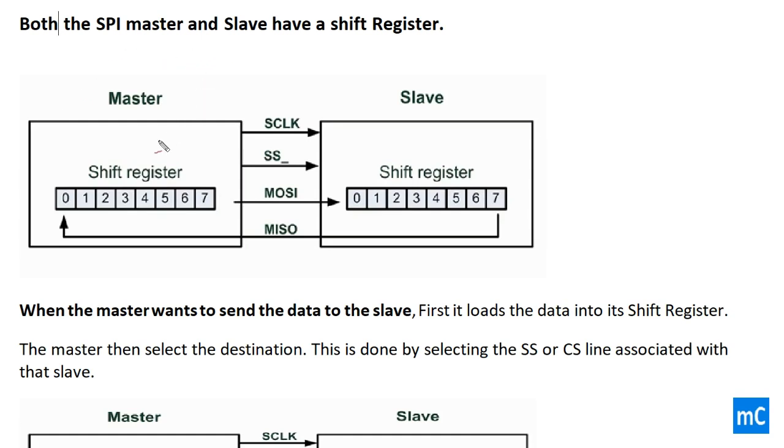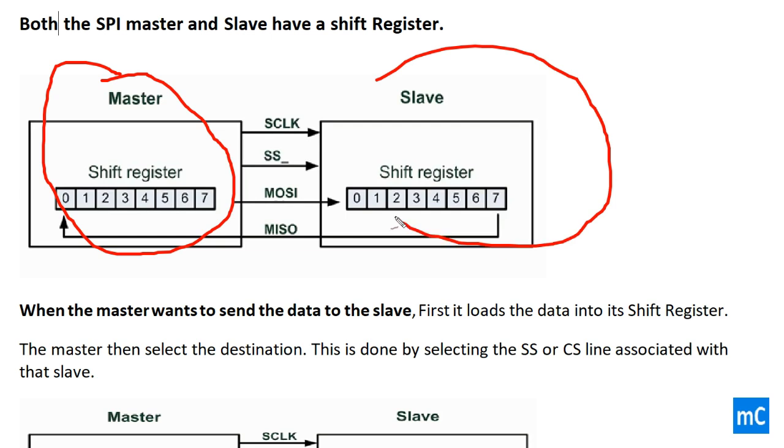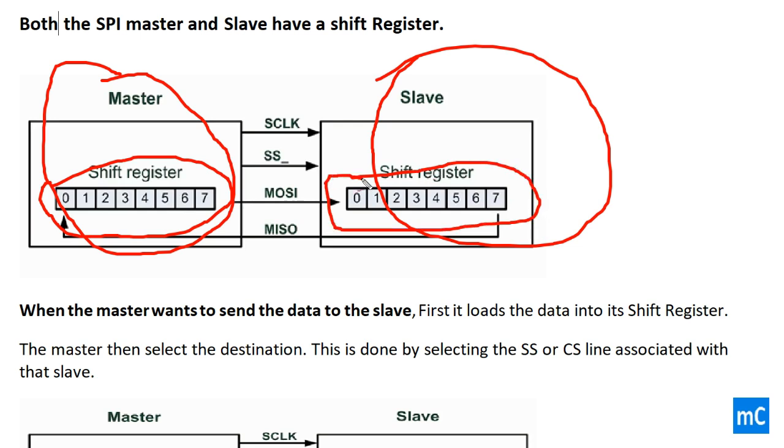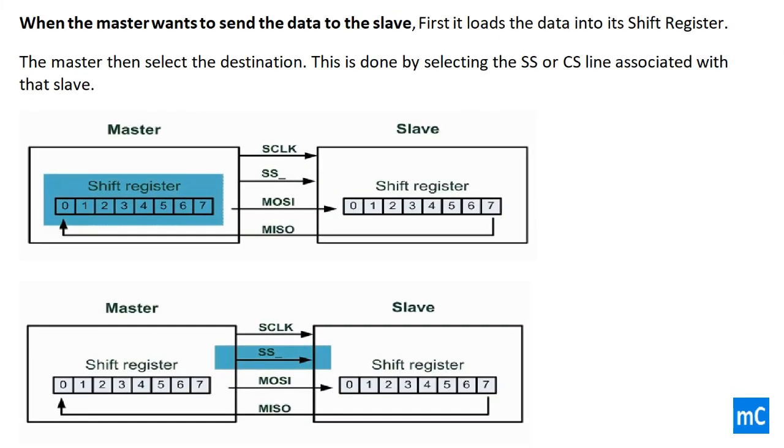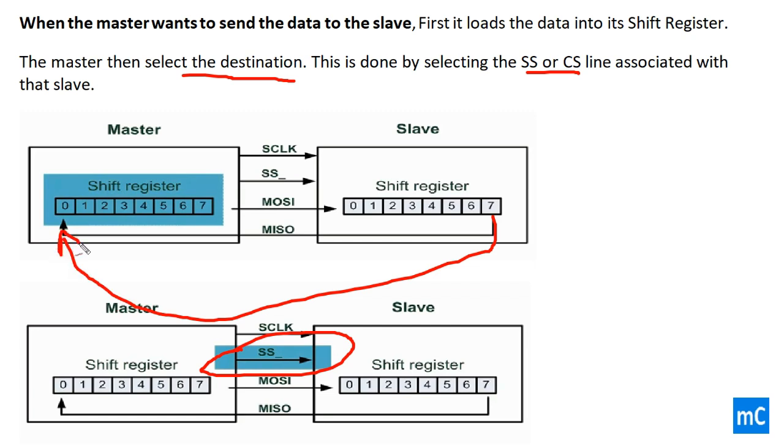Both the SPI master and slave have shift registers as shown in this figure. This is the master and this is the slave, and this is the shift register. Here only the data to be sent or data to be received will be available. When the master wants to send data to the slave, first it loads the data into the shift register. The master then selects the destination. This is done by selecting the slave select line associated with the slave. Here we can see, first it is adjusted, then the loading operation will be taken care of.